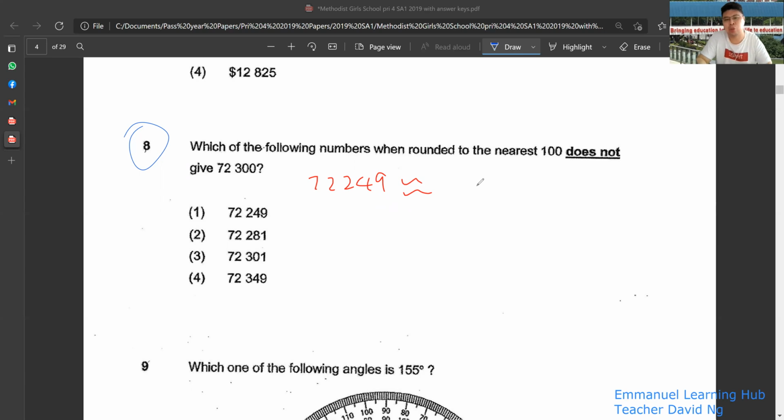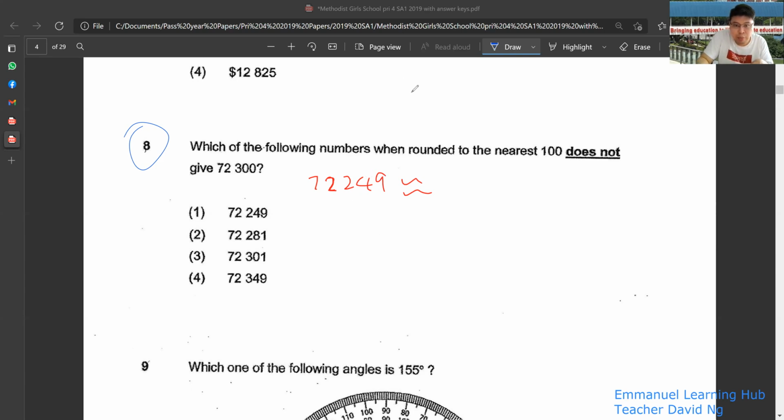Nearest 100, which number should you look at? Should you look at 4 or 9 or 2? Which one? Not 2. You should look at 4.